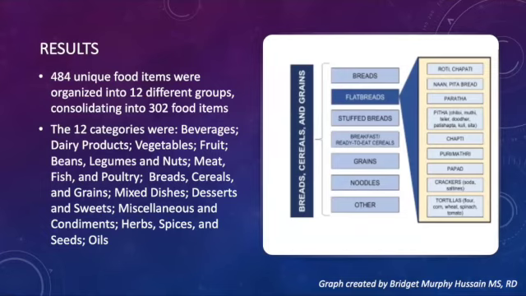That's why it was able to smush down a little bit. And the 12 different categories were beverages, dairy products, vegetables, fruits, beans, legumes and nuts, meat, fish and poultry, bread, cereals, grains, mixed dishes, desserts and sweets, miscellaneous and condiments, herbs, spices, seeds, and the last one was oil. As you can see on this graph, the example category is bread, cereals, and grains. Within that, you have your different types. Then you click flatbreads, and you have more flatbreads that you can pick within that.